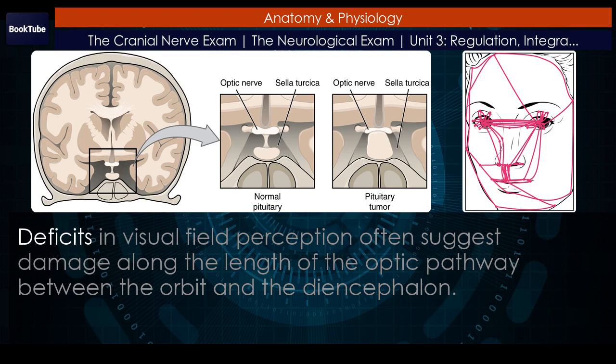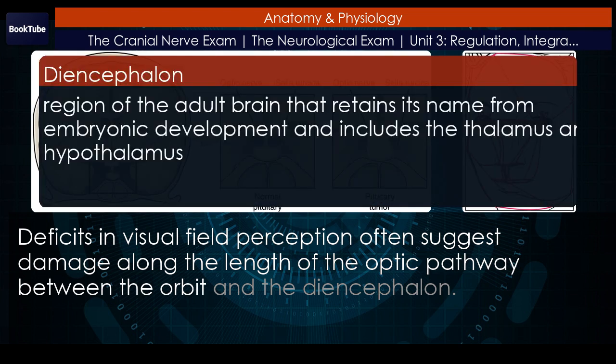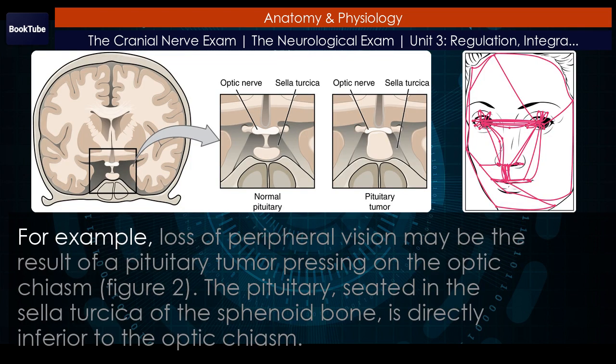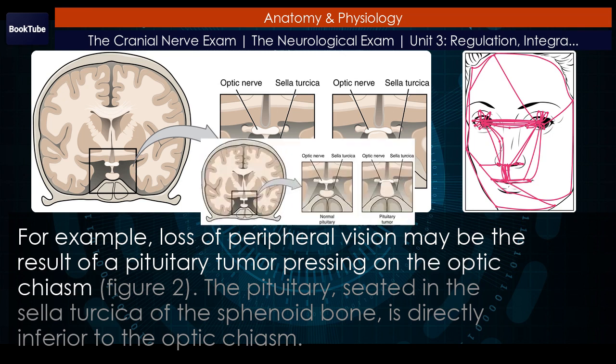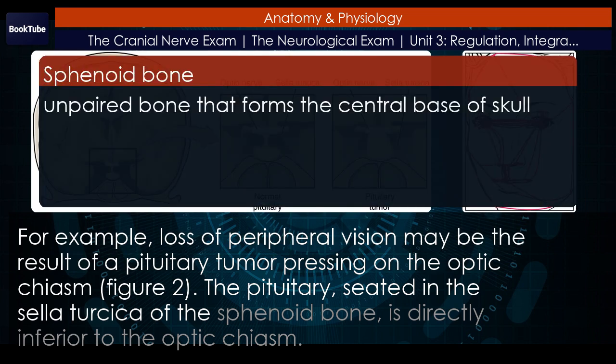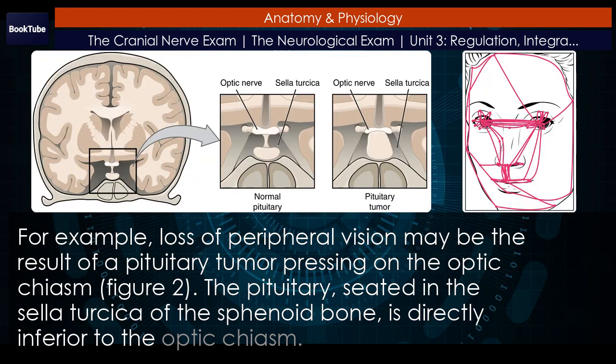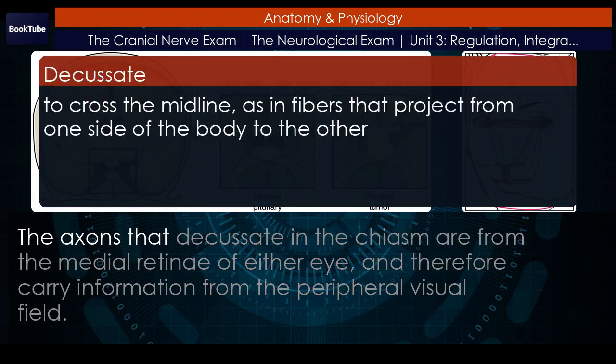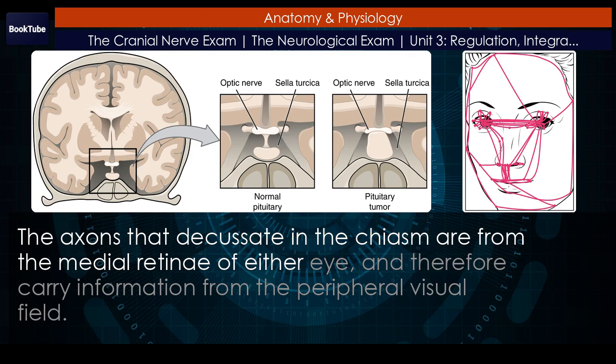the brain. Deficits in visual field perception often suggest damage along the length of the optic pathway between the orbit and the diencephalon. For example, loss of peripheral vision may be the result of a pituitary tumor pressing on the optic chiasm. Figure 2. The pituitary, seated in the sella turcica of the sphenoid bone, is directly inferior to the optic chiasm. The axons that decussate in the chiasm are from the medial retinae of either eye, and therefore carry information from the peripheral visual field.